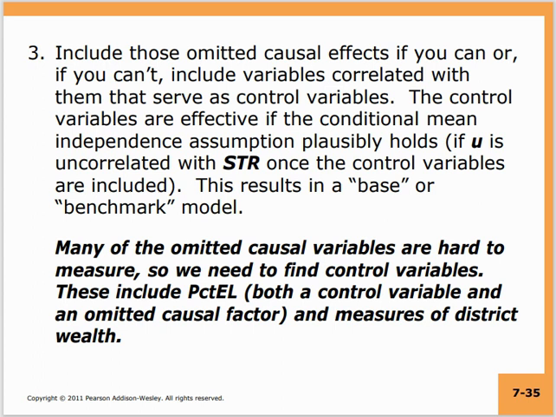Many of the omitted causal variables are hard to measure, so we need to find control variables. So one of the causal variables is the economic background of the students. It is hard to measure the economic background of the students, and hence we use the control variable percentage English learners as a proxy variable for the economic background of the students.